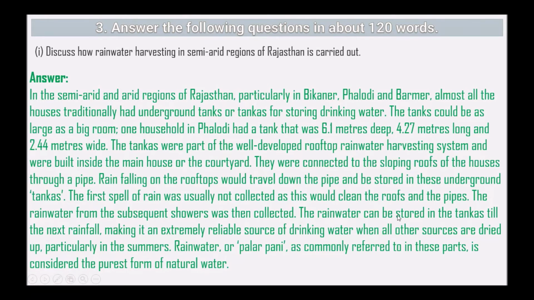The rainwater can be stored in the tanks till the next rainfall, making it an extremely reliable source for drinking water when all other sources are dried up, particularly in the summers. Rainwater, or Palar Pani, as commonly referred to in these parts, is considered the purest form of natural water.